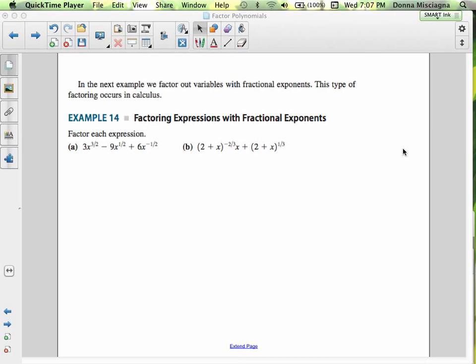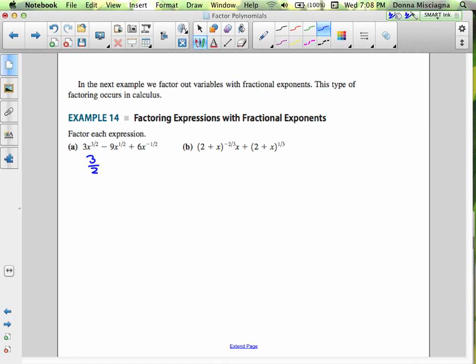exponent you have. If we look at our first expression here, 3x to the 3 halves minus 9x to the 1 half plus 6x to the negative 1 half, well, 3 halves is greater than 1 half, and 1 half is greater than negative 1 half. So x to the negative 1 half is the smallest exponent of x that we can factor out.